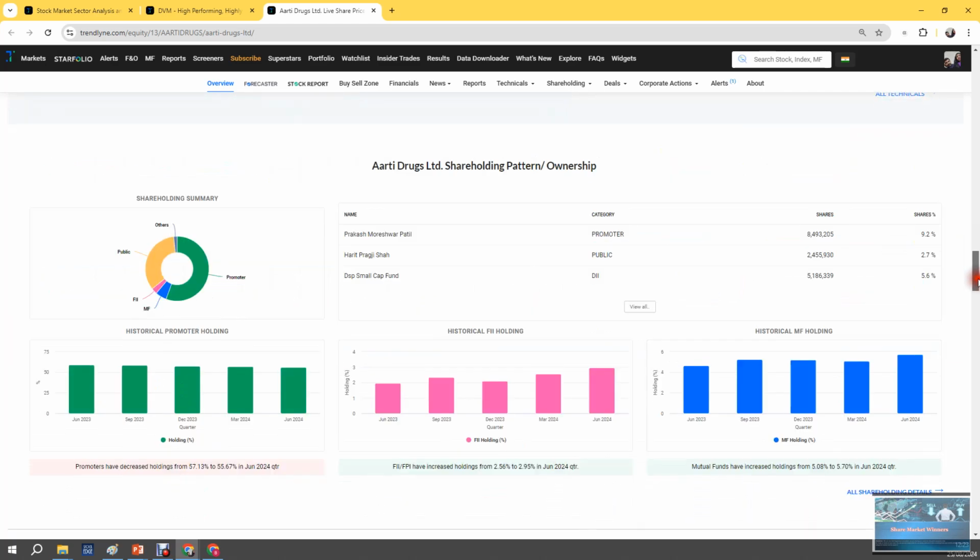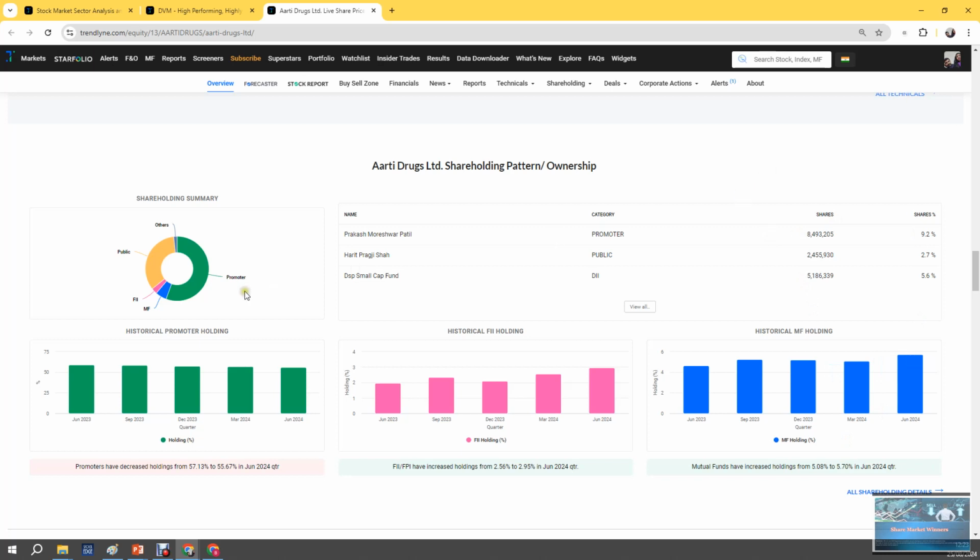Okay, going down to that, you'll have the shareholding pattern of that particular company. About 55% of that shareholding is held by the promoter, and you can see some of that FIIs are holding, and some of that you can see mutual funds or the DIIs are holding it.